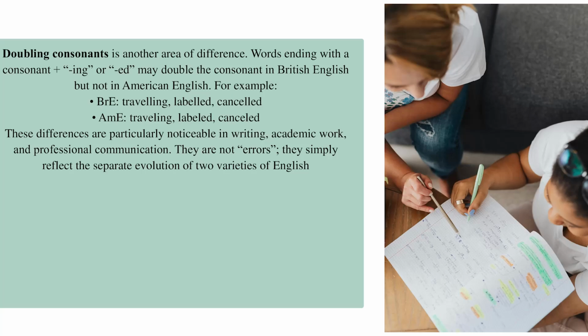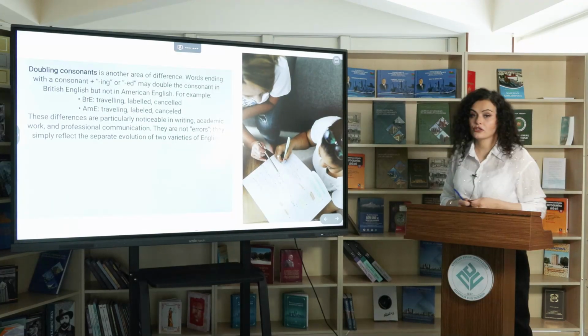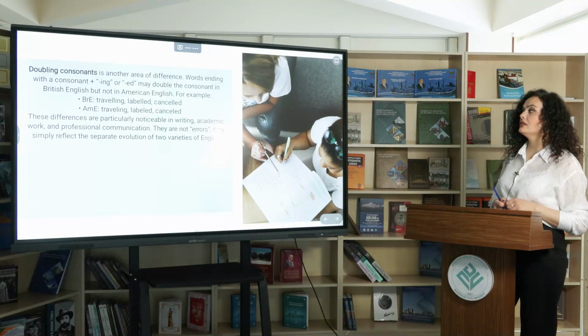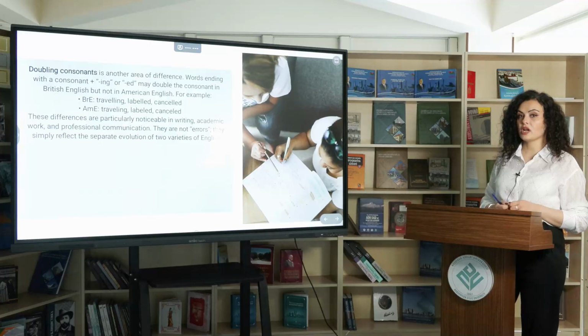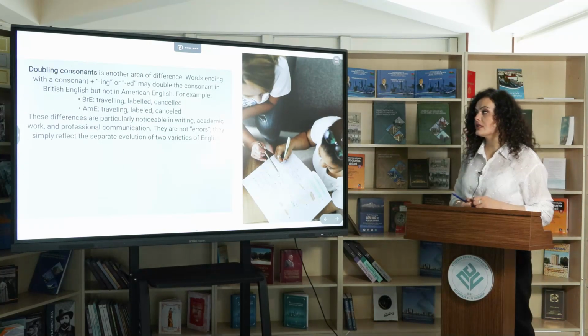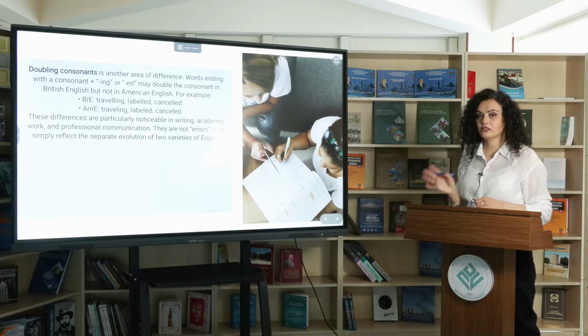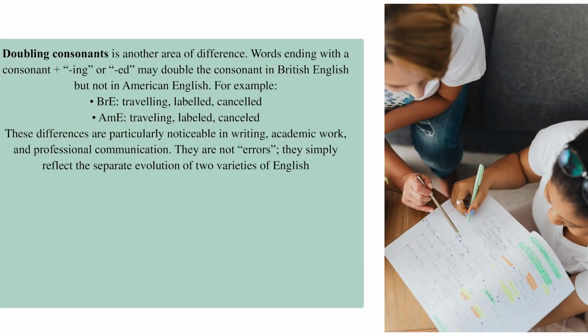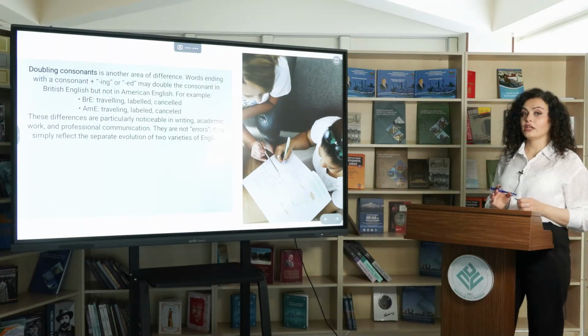And doubling consonants is another area of difference. Words ending with a consonant plus ing or ed may double the consonant in British English, but not in American English. For example, in British English, travelling, labelled, cancelled, the letter L is doubled, but in American English, traveling, labeled, canceled, the letter L is not doubled.